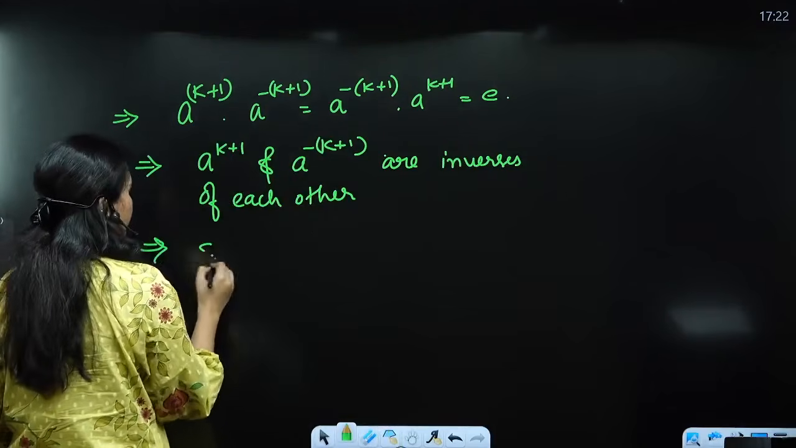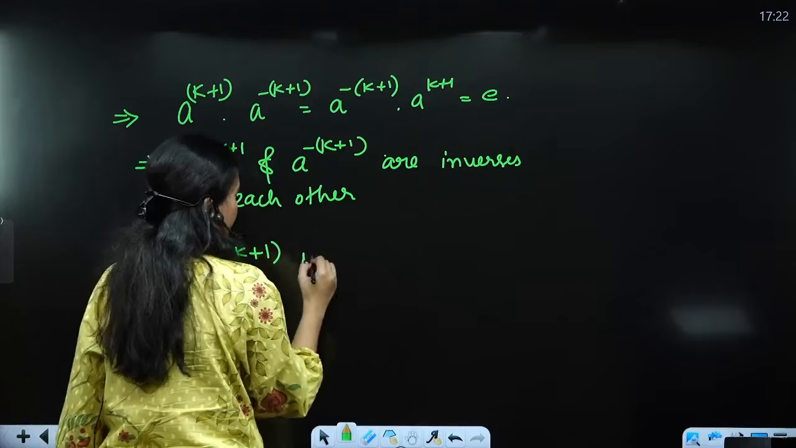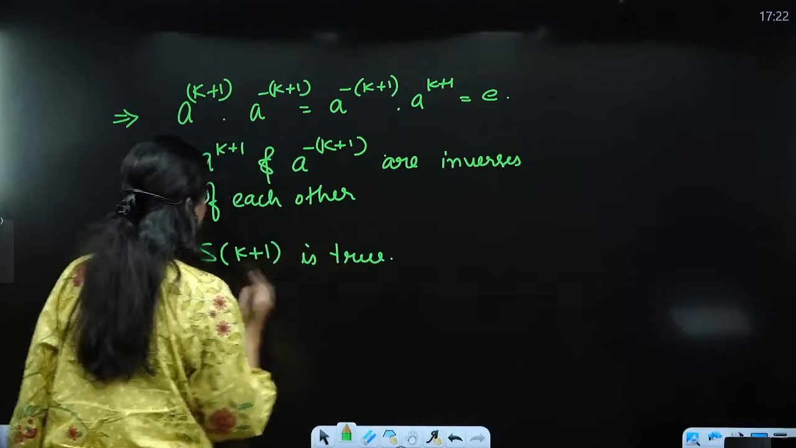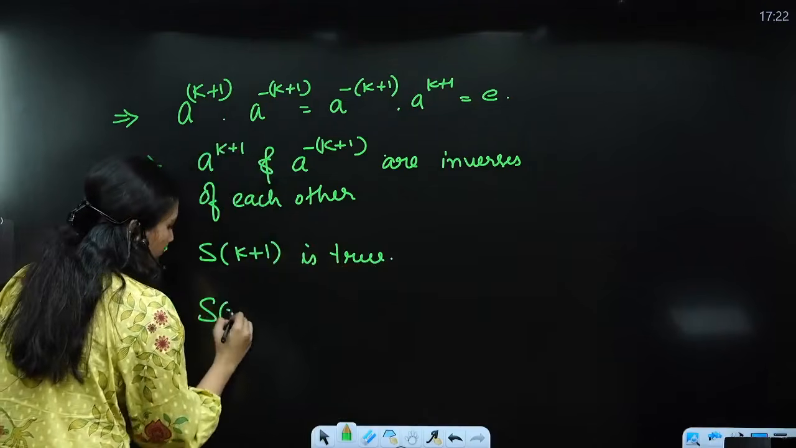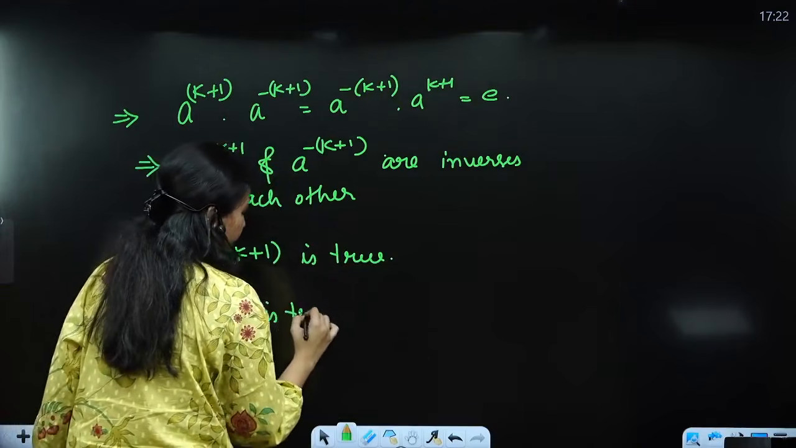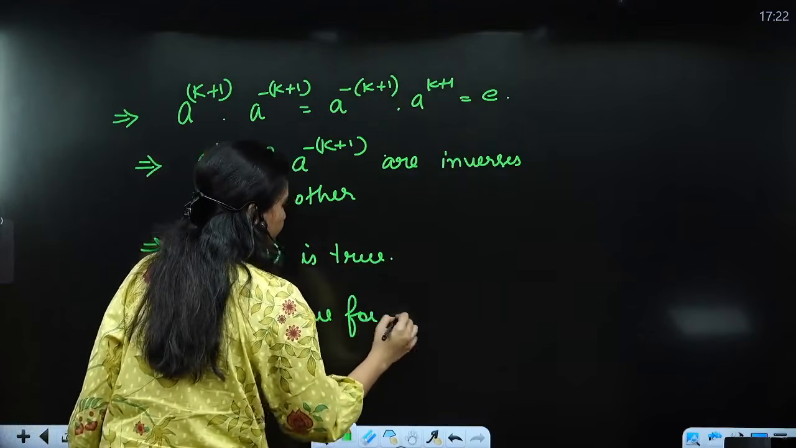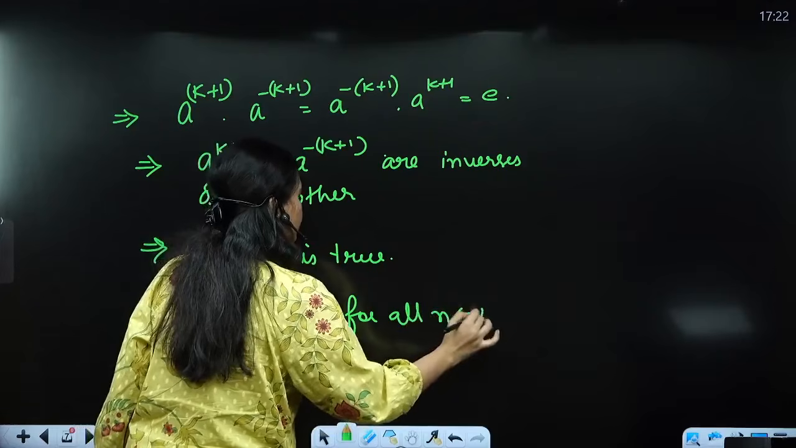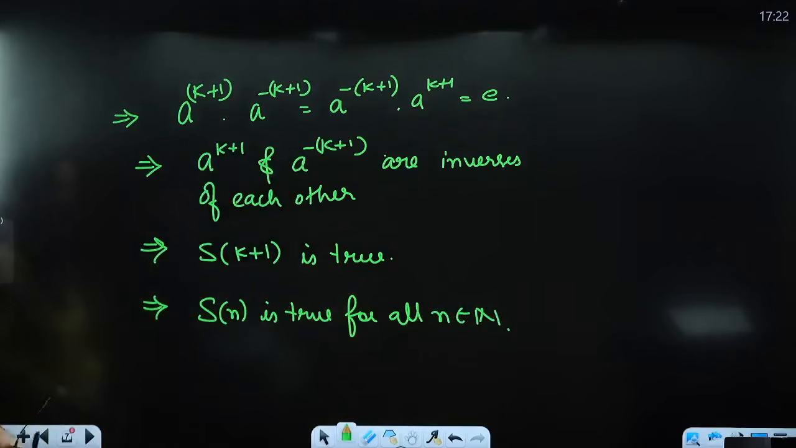This implies that S(k+1) is true. This implies that Sn is true for all n belonging to N.